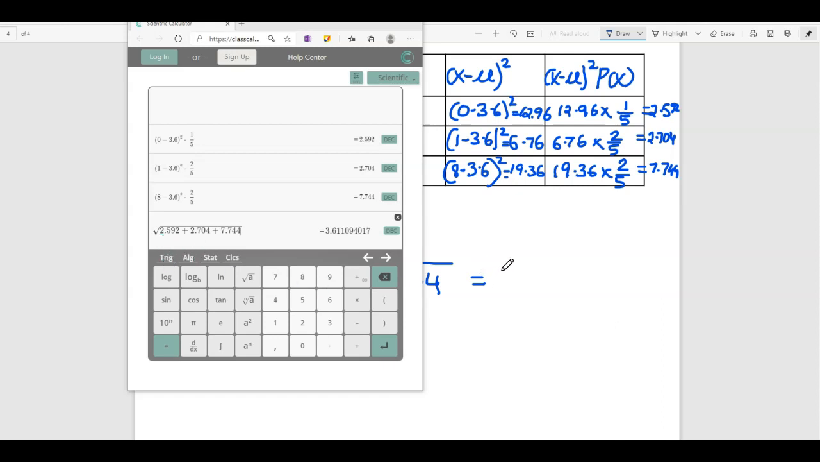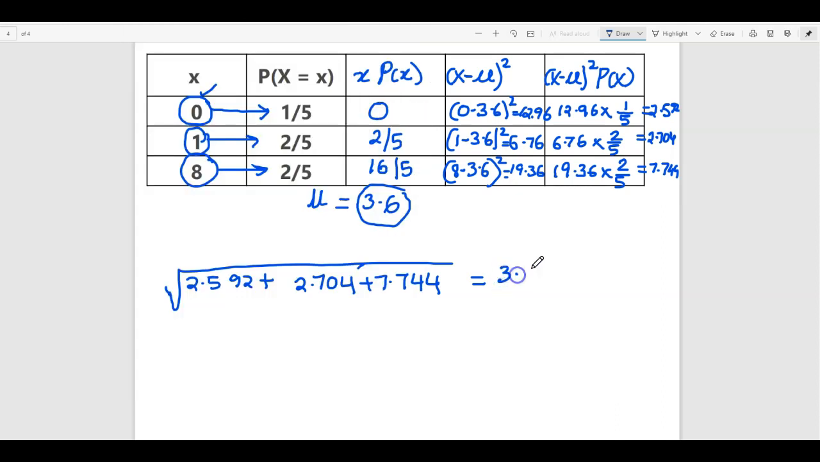When I write it down, I'm going to keep it to 2 decimals. 3.61 is my standard deviation sigma.